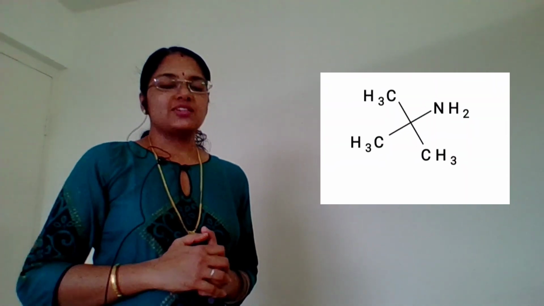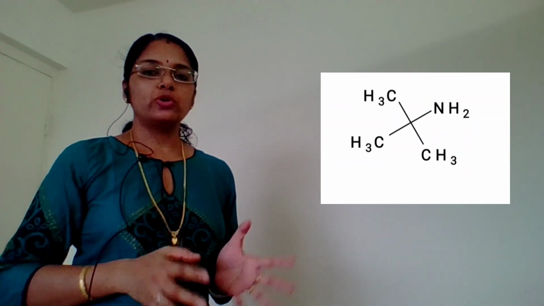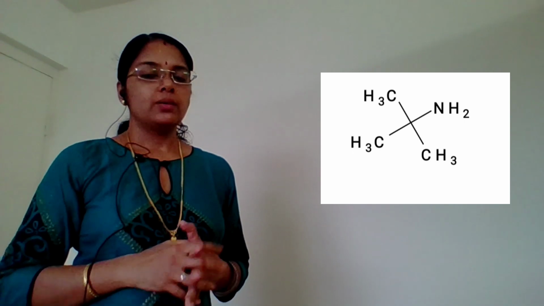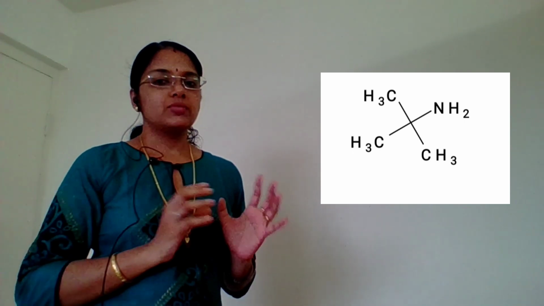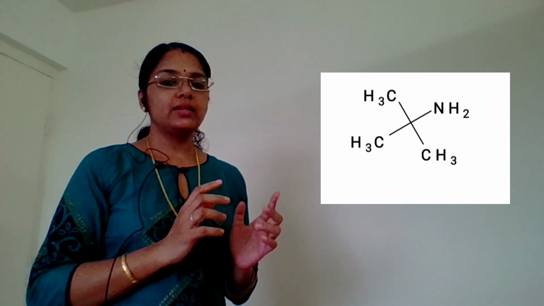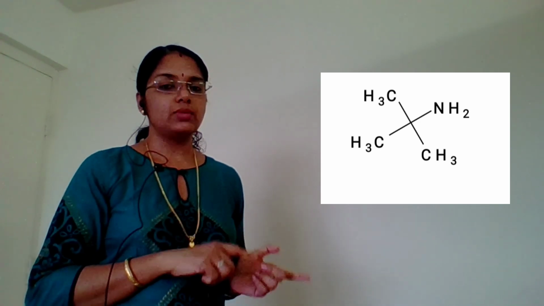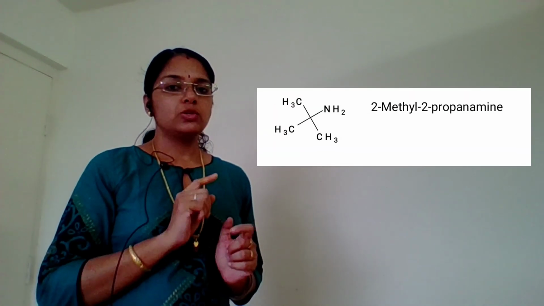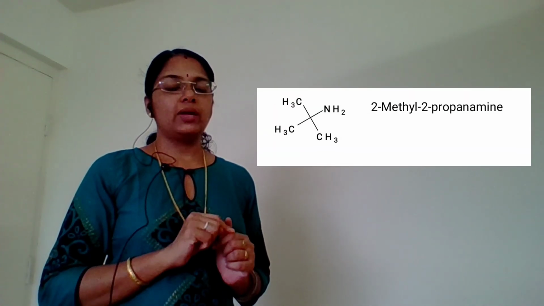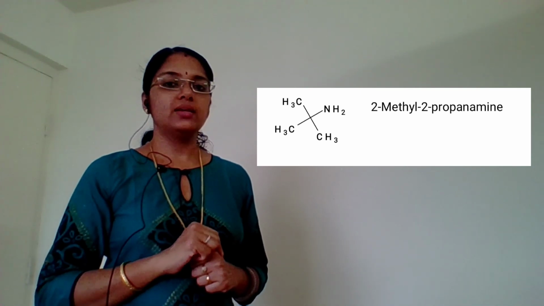Looking at the next structure, in this structure also there are altogether 4 carbon atoms. But when we select the longest chain, it will be 3, that is, the word root will be prop. Again, at the second position there is a methyl group and there is an amine group. So it can be named as 2-methyl-2-propanamine as its IUPAC name.